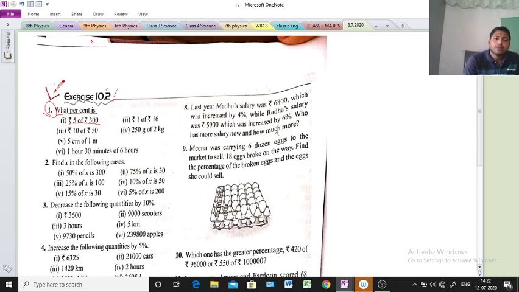Question clear? It is asking what percent is rupees 5 of rupees 300. How will we find this out? How to find out this one? The question means rupees 5 is what percent of rupees 300? That is the meaning of the question. Actually this one will be out of rupees 300. Okay, out of rupees 300. So how to do this one?